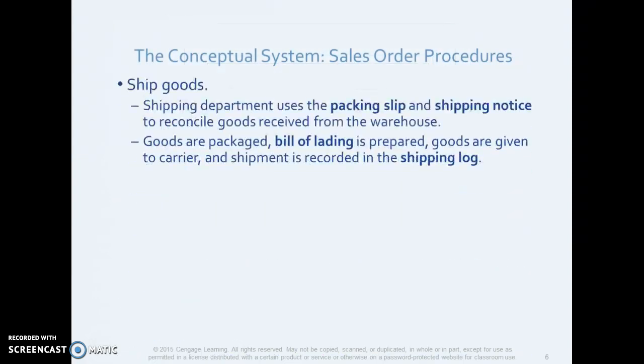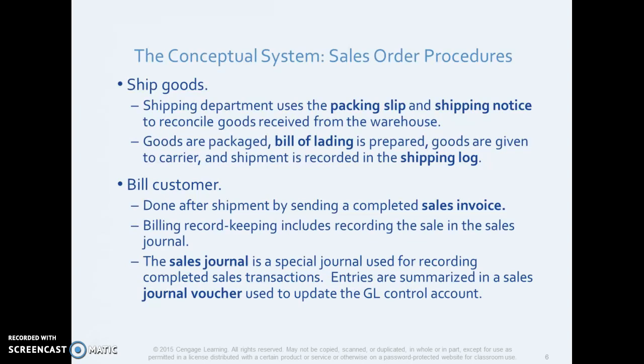So sales order procedures. So we've got to ship the goods. Shipping department uses a packing slip and a shipping notice to reconcile goods received from the warehouse. The goods are packaged. A bill of lading is prepared. Goods are given to a carrier. Shipment is recorded in a shipping log. So you can see how all these different departments and even outside carriers, how it all fits together.